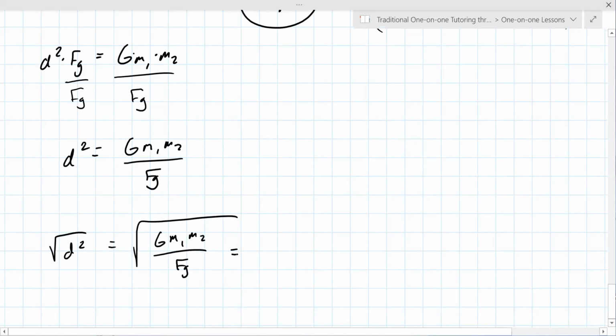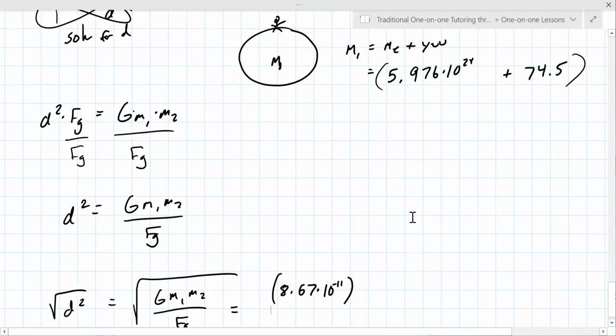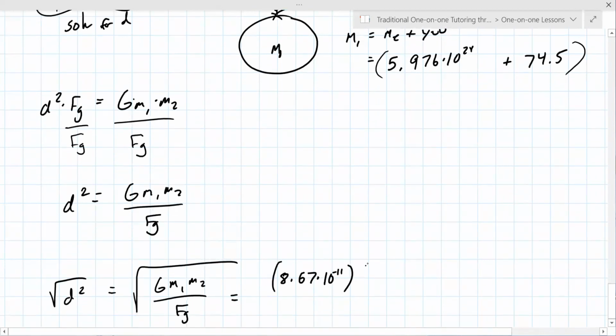And this only works because you have all of those quantities. You already know each of the values. Like G is 6.67 times 10 to the minus 11. What is M1? We said M1 is the mass of the earth plus you. It's this number over here, 5.976 times 10 to the 24th plus 74.5.